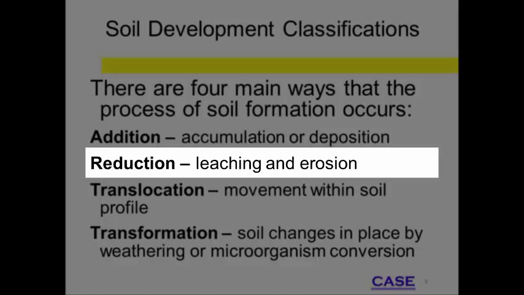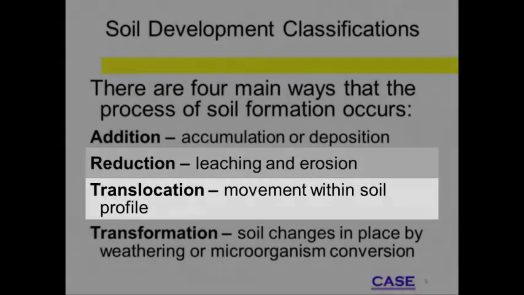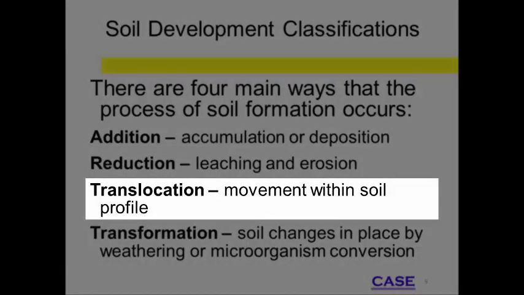Leaching occurs in areas with high rainfall. Nutrients and important minerals are washed through the soil profile, removing them from the reach of plant roots. Erosion is the physical removal of soil. Translocation happens within the soil profile. Leaching is a form of translocation.